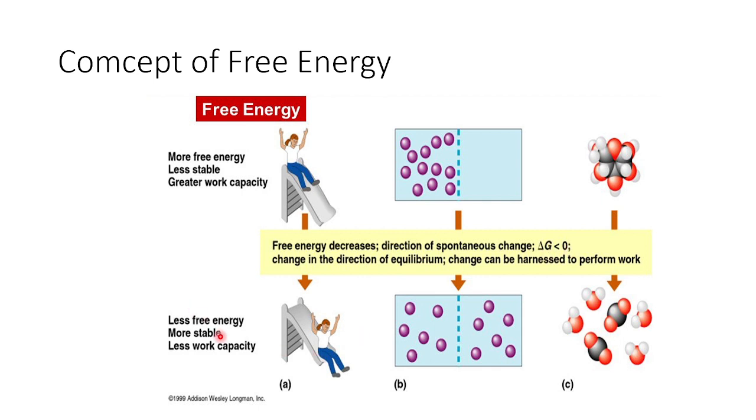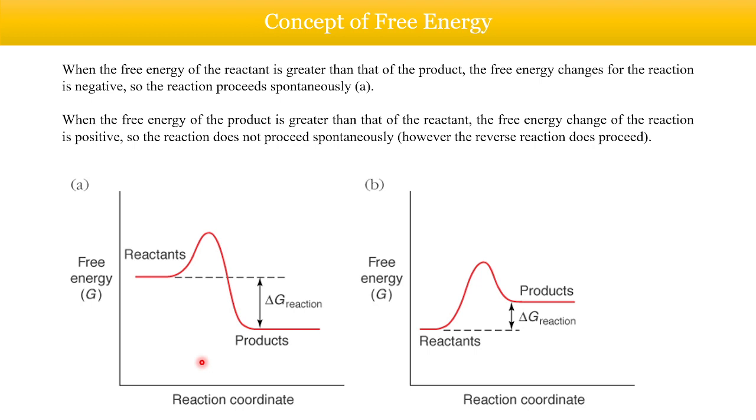So less free energy means more stable and less work capacity. A thing that has lesser free energy will be more stable, and less free energy means a more negative value. So a greater negative value means less free energy, and therefore it is more stable. Now, in other words, when the free energy of the reactant is greater than that of the product, the free energy change for the reaction is also negative. So the reaction proceeds spontaneously. That has been shown in A.